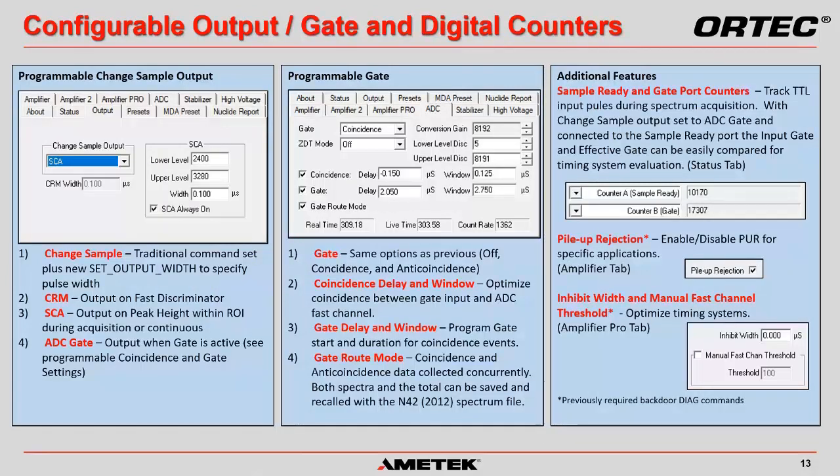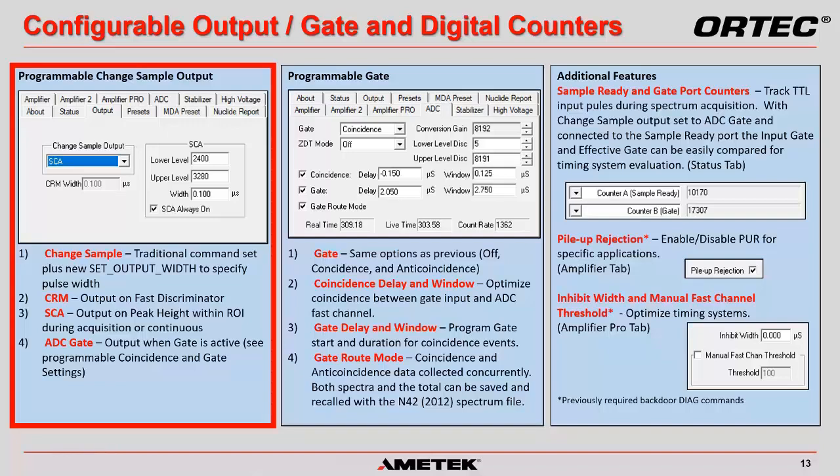The output port is the existing change sample port with new options in the MCB properties to define what drives pulses to be sent out. The options are the traditional change sample command, which now has an optional pulse width capability; CRM, which is the count rate meter that is initiated by the fast discriminator; SCA, or single channel analyzer, which generates a pulse when the full energy peak falls within a specified region of interest; and ADC gate that fires when the gate is active.